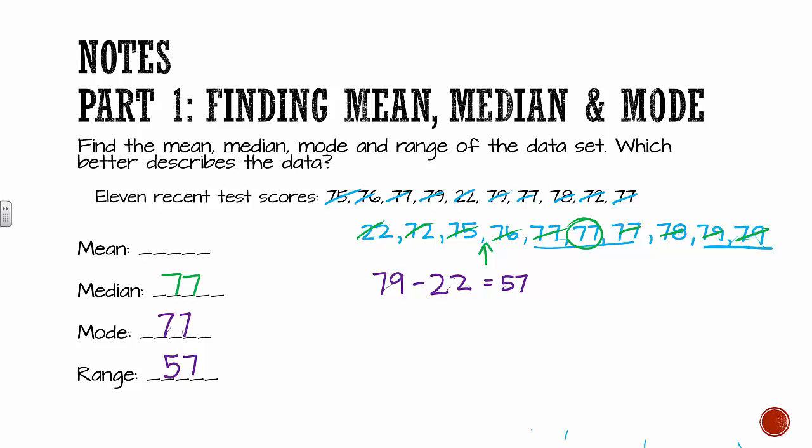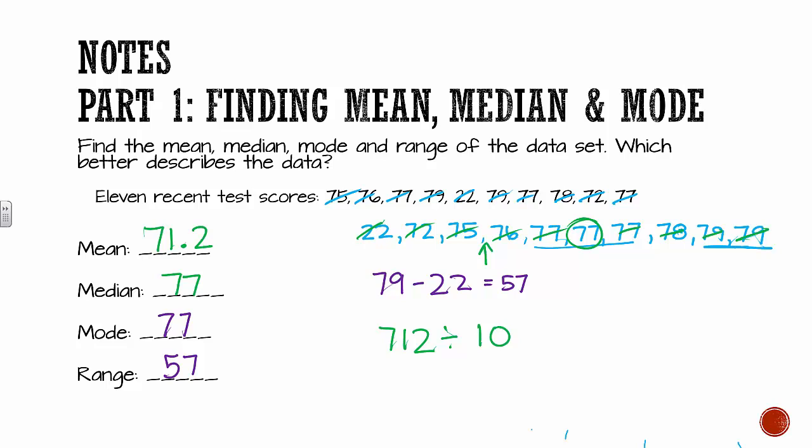And then our mean is the one that requires some calculation. We got to add all these up. So if I do 22 plus 72 plus 75 plus 76 plus 77 3 times, 78, and then 79 twice, I end up with 712. And then divide that by, we got 1, 2, 3, 4, 5, 6, 7, 8, 9, 10 test scores. I end up with 71.2.